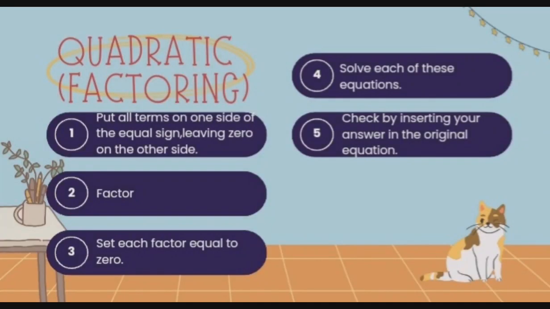Our first topic is solving equations in one variable in quadratic form through factoring. These are the steps in factoring a quadratic equation. First, put all items on one side of the equal sign, leaving 0 on the other side. Second, factor. Third, set each factor equal to 0. Fourth, solve each of these equations. Fifth, and the last, check by inserting your answer in the original equation.